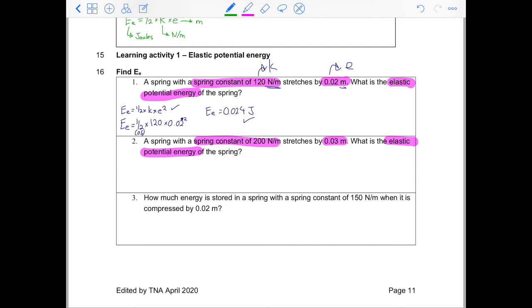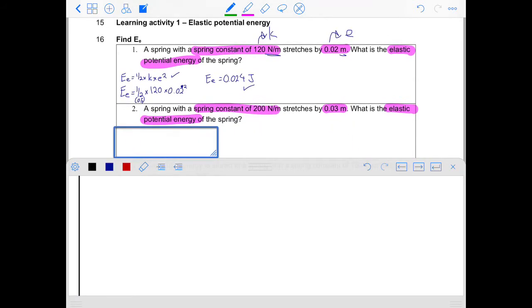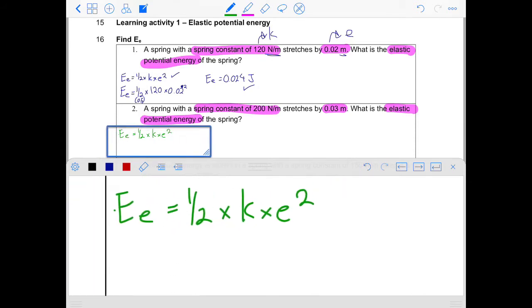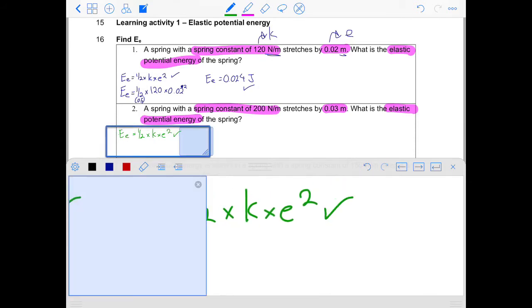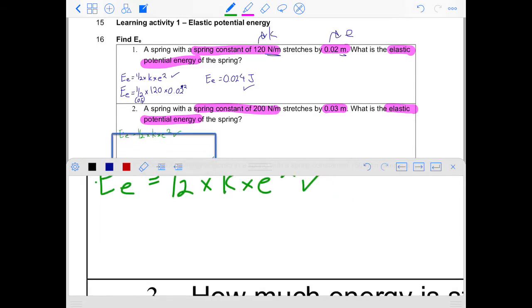And so we have step 1, always write down your formula. Elastic potential energy equals 1/2 times spring constant times extension squared. There's your first mark. Even if you plug it wrong into your calculator, if you've written that down, so you should have it written down in your books now, you will get the mark for that.